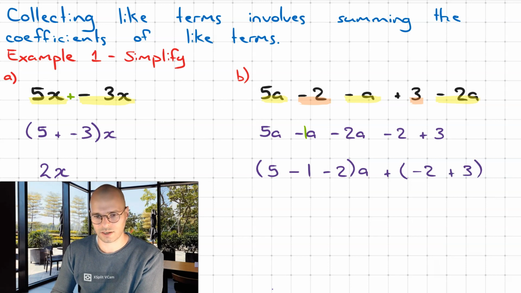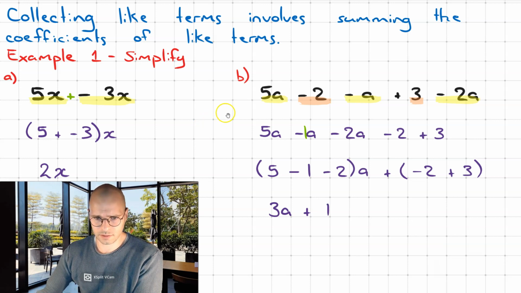Alright, it's now time to crunch the numbers. 5 take 1 is 4, take 2 is 3. So it's 3a plus minus 2 plus 3, which is the same as saying 3 take 2, so it's just 1. So, in summary, 5a take 2 minus a plus 3 take 2a is the same as saying 3a plus 1.